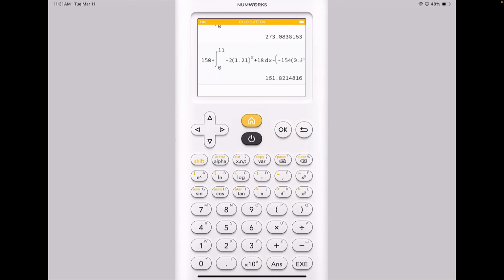So you see when I hit previous answer, it gave me all that stuff because that was my previous answer, minus P of T, P of 11, sorry. And I got 161.821. Okay?